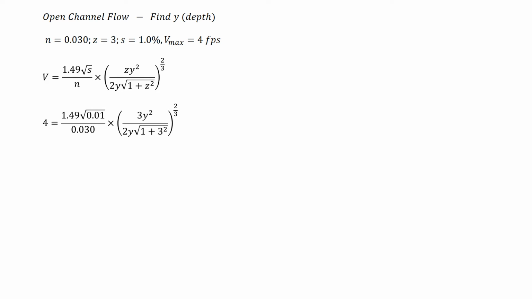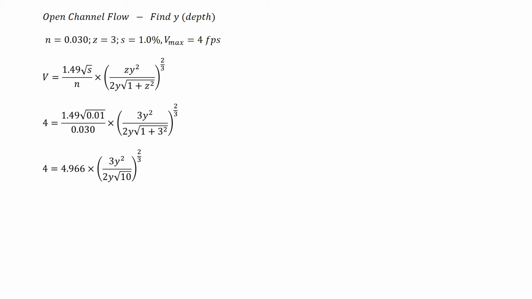So we have 4 equals 1.49 times the square root of 0.01. We put that percent in decimal form, divided by 0.03, multiplied by 3 times y squared, divided by 2 times y times the square root of 1 plus 3 squared, raised to the 2/3 power.